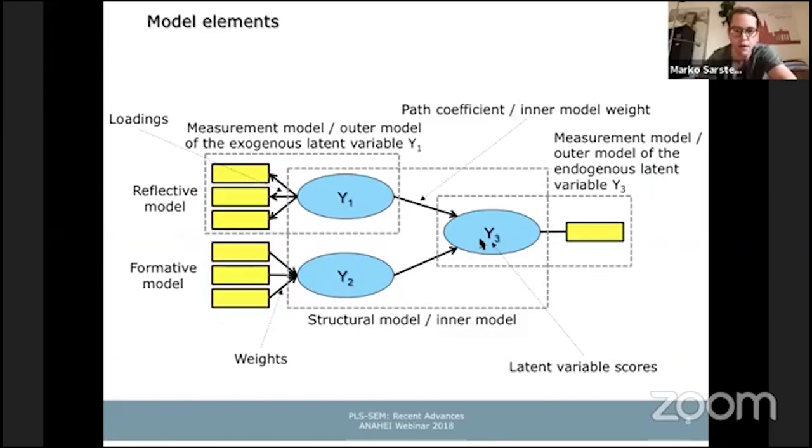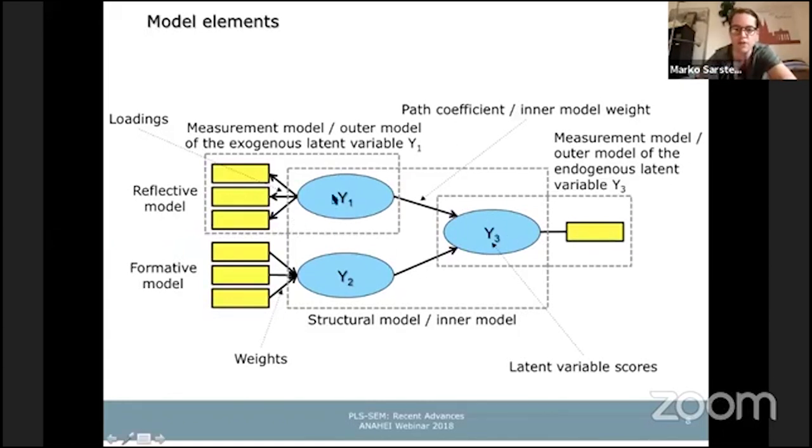And here's some terminology, just in case you need to flip back during the webinar. We're going to be talking about some of these things here, such as reflective and formative models. Well, depending on which model we are looking at, we primarily look at the loadings, which are simply bivariate correlations between the construct and the indicator, and the weights are partial correlations. Yeah, also correlations, but they mean, how much is a certain indicator correlated with the construct, given that there are also other indicators that also have a significant bearing on that construct.